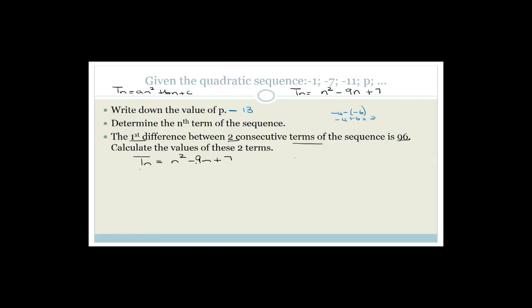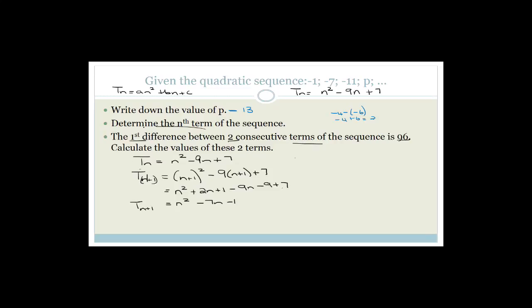So if Tn is equal to n squared minus 9n plus 7, do you agree that T(n+1) would be (n+1) squared minus 9(n+1) plus 7? So the next term would be this, right? Which could be written as n squared plus 2n plus 1, I'm just multiplying this out, minus 9n minus 9 plus 7. So that becomes n squared plus 2n minus 9n, which is minus 7n, plus 1 plus 7 is plus 8, minus 9 is minus 1. So that is T(n+1).